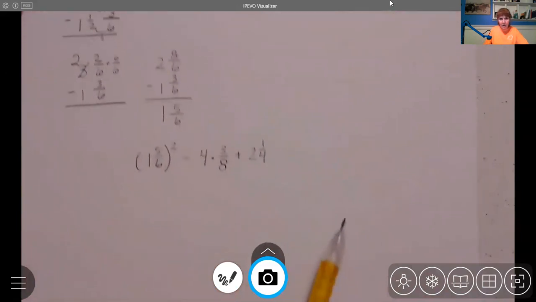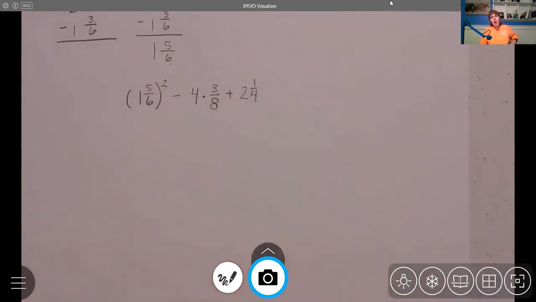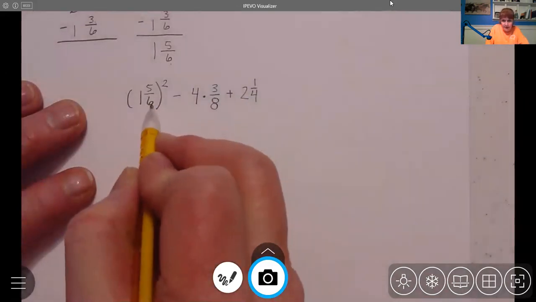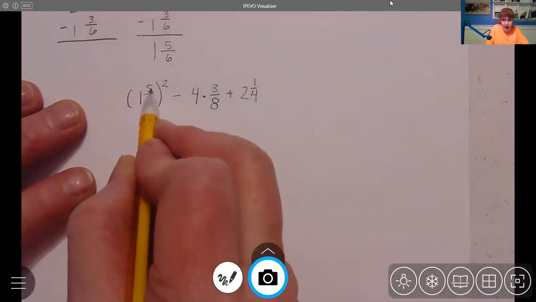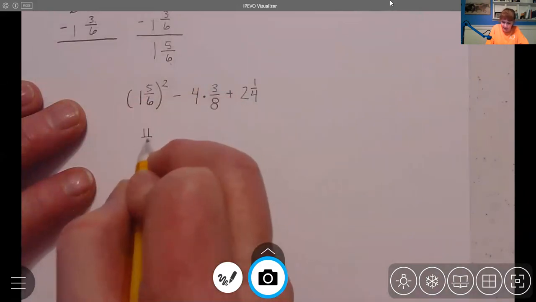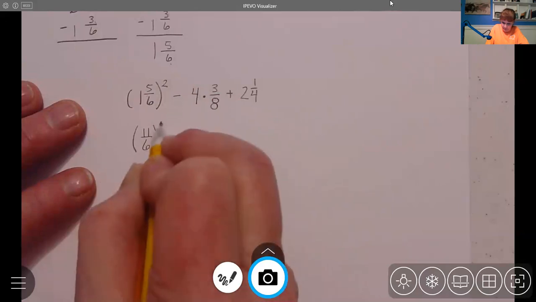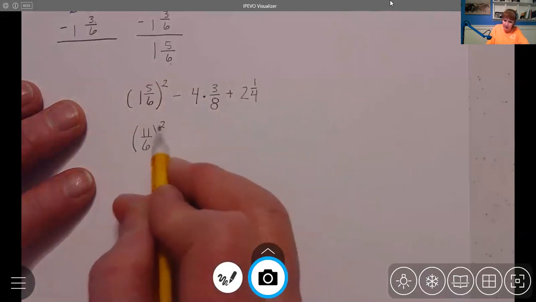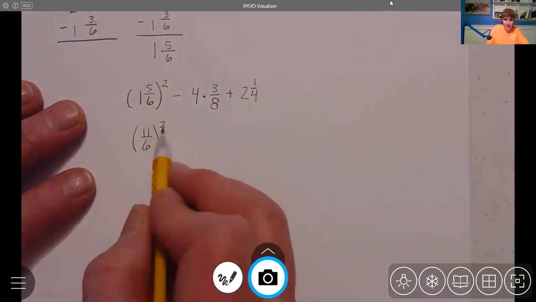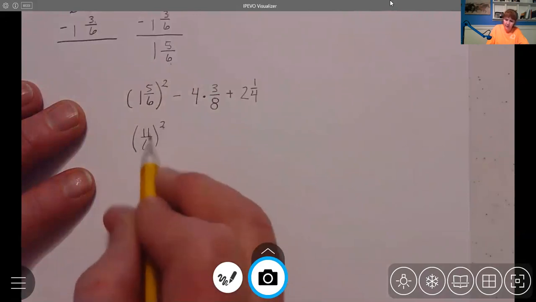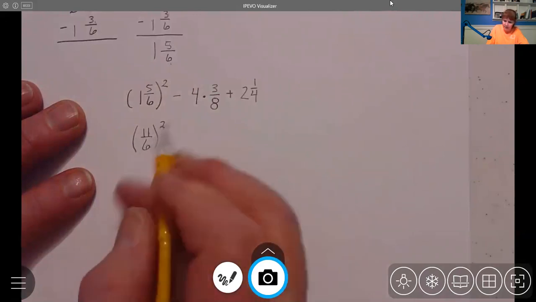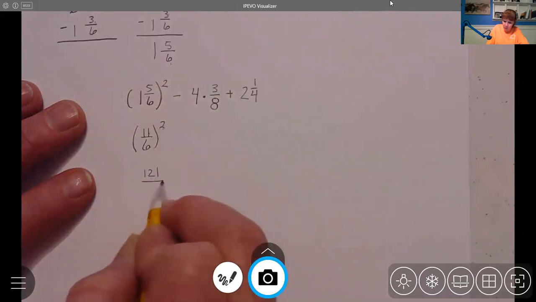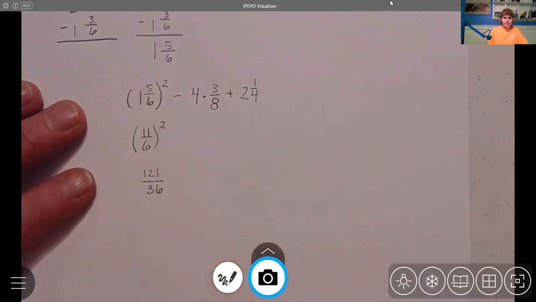All right, so how do you square 1 and 5/6? Well, you're going to have to make it an improper fraction. So 1 times 6 is 6, plus 5 is 11/6 squared. To square this, you square the 11 and you square the 6. Before that, I would try to reduce that if possible, but you can't. So that gives me 121 over 36. Okay, I'm going to leave it like that. We may have to make it a mixed number. We'll see.